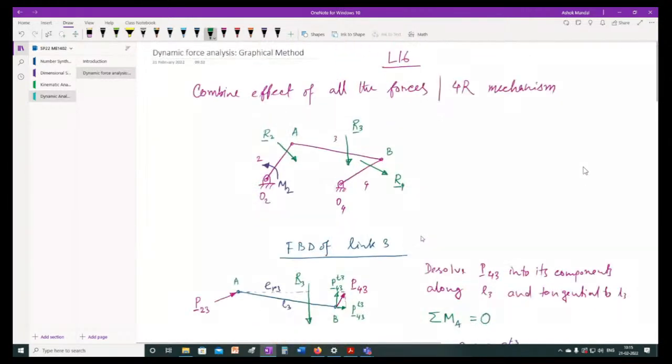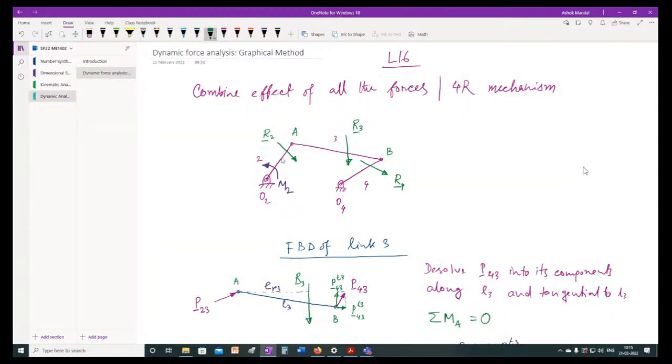This whole thing is a graphical method. A particular problem will be given to you. From that problem, what is your first thing? These forces and their directions will not be given. In your problem, it will be given, suppose some force is acting on this link, and what is the length of the link, the weight of the link, the mass of the link, that will be given.